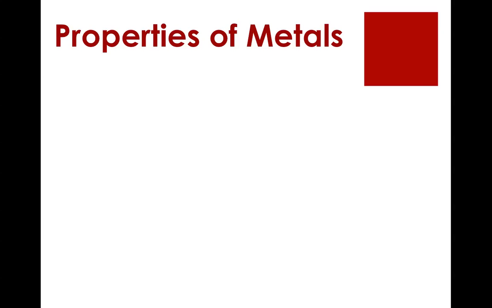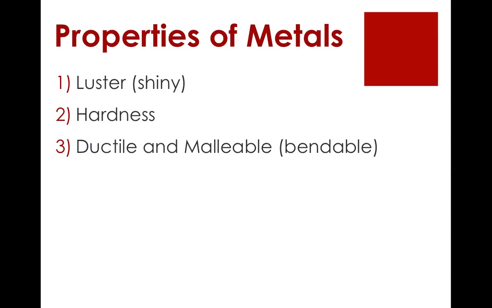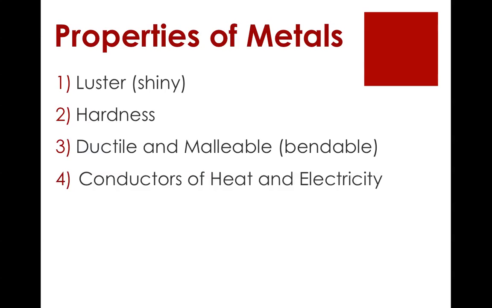If you remember way back when we started talking about chemical and physical properties, there are 4 properties of metal which you should know. The first one is luster, which means whether it is shiny or not. The second one is hardness. Most metals, you don't want to get hit in the head with a piece of metal. Usually doesn't feel good. Number 3 is ductile and malleable, which basically means that you can bend them. Ductile means that you can make them into wires, and malleable means that you can hammer it into a shape or bend it. And lastly, 4, conductors of heat and electricity.